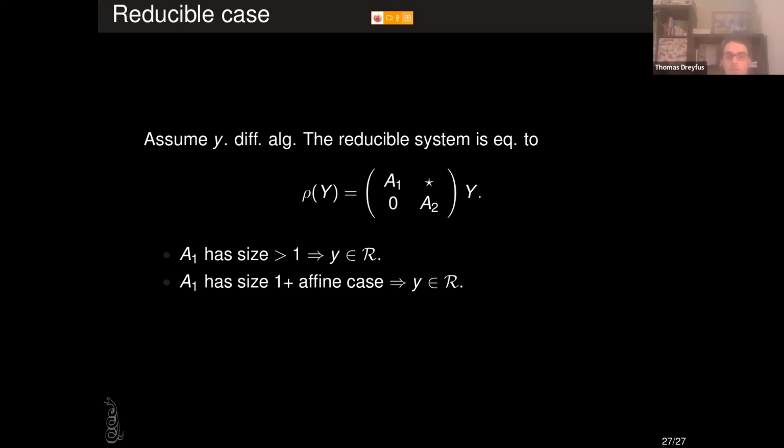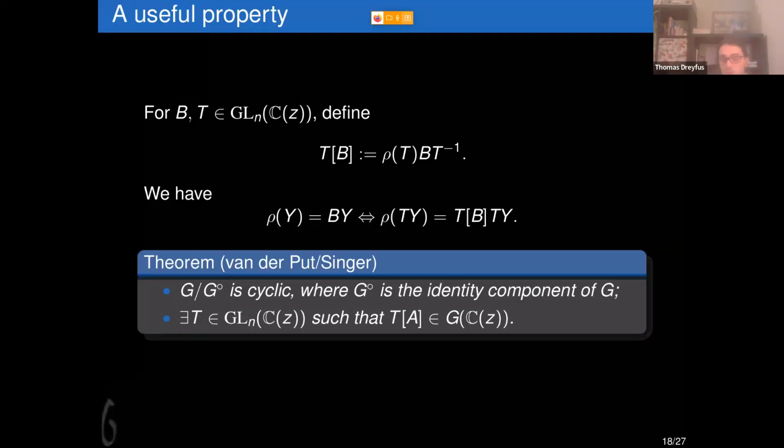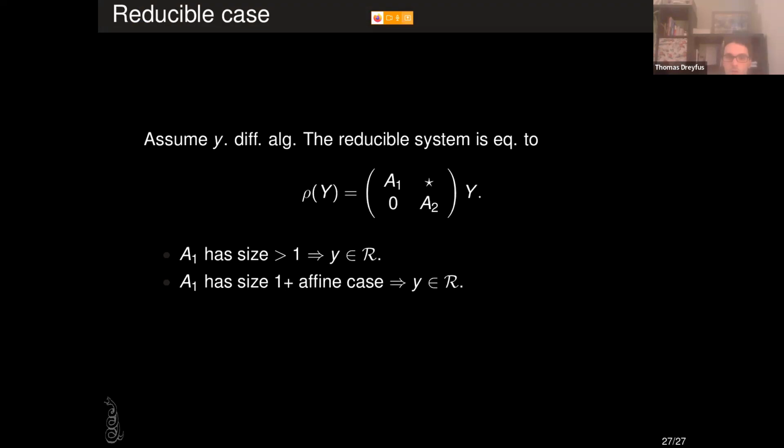And a consequence of this theorem is that when the Galois group is reducible, then it's conjugated. You may find a gauge transformation that puts your system into a block triangular system. So I may transform my system into a system of this form. A1 and A2 are square matrices. The size of A1 corresponds to the size of the reducible block. And we have to take separately two situations.